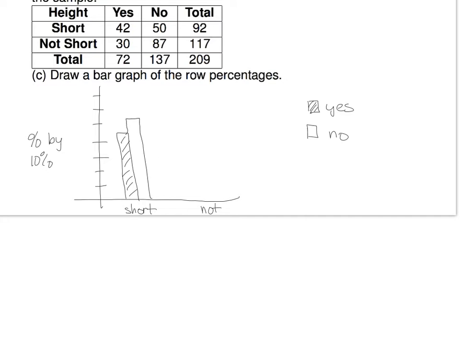How about in the not short category? What proportion of the not short kids were bullied? 25, just a hair over. Versus 75-ish, right? Okay. So does that picture suggest that there's a difference in perceived bullying in those groups? Definitely, right?